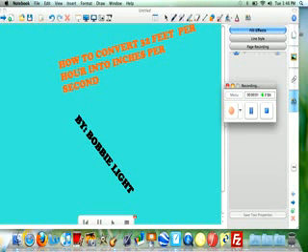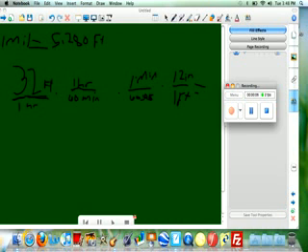How to Convert 32 Feet Per Hour into Inches Per Second by Bobby Light. Remember that in 1 mile there's 5,280 feet.